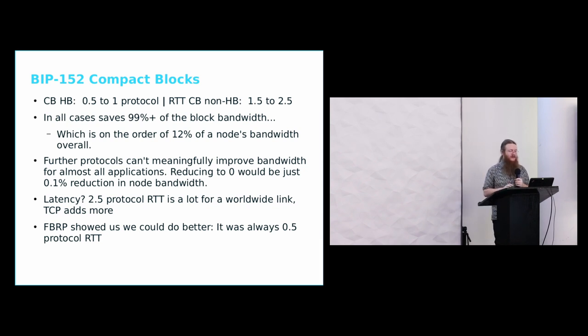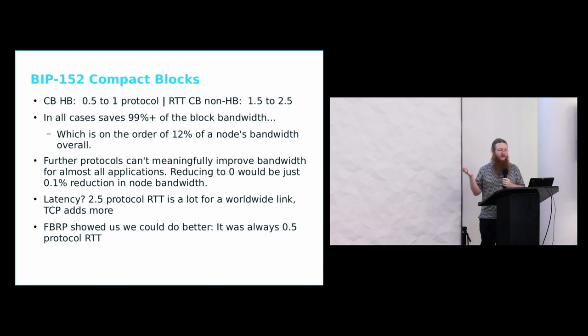So I'm of the opinion that further protocols can't really meaningfully improve the bandwidth usage overall, because even if you halve the size of the compact blocks, you're still only having something that's 1% of 12%, right? And I'll talk more about that in a bit. But latency can be improved. The compact blocks, in the worst case, can take 2.5 protocol round-trip times, and more once you consider TCP. And for a long-haul link around the world, that's really long. And the fast block relay protocol showed us you can do better, because it was always, in every case, 1/2 round-trip time for the protocol.